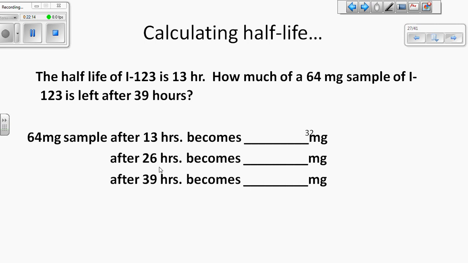All right, so if I add another 13 hours to that, now I'm at 26 hours. So how much is left after 26 hours? Half of that 32, which would be 16 milligrams. Well, how much is left after 39 hours? It will now be 8 milligrams, okay? So whenever you're getting questions like this, this is the best way to set it up. And then you can kind of see progressively how much you have left after each time period.